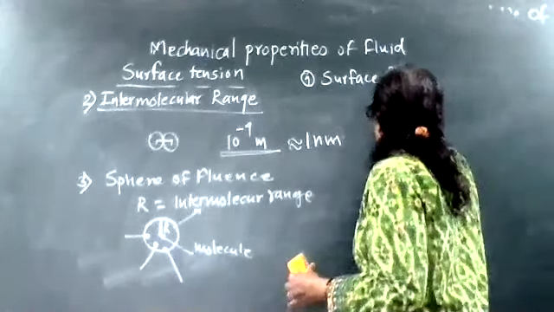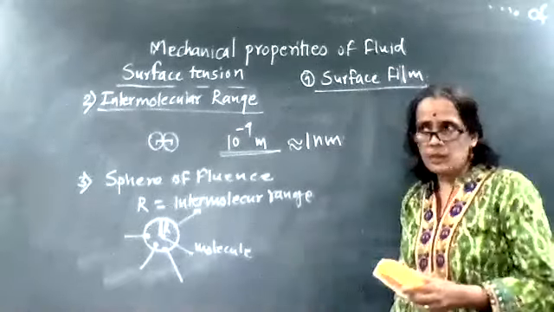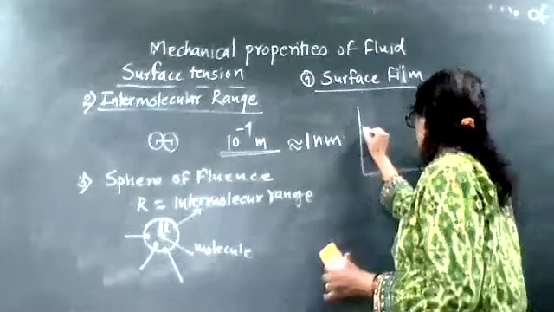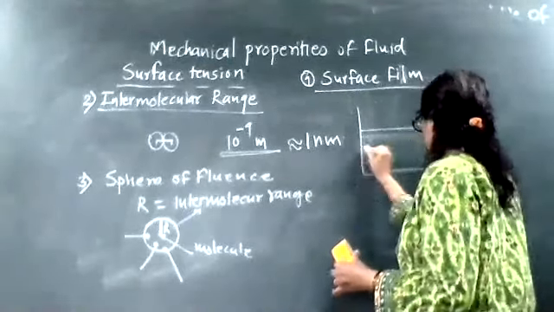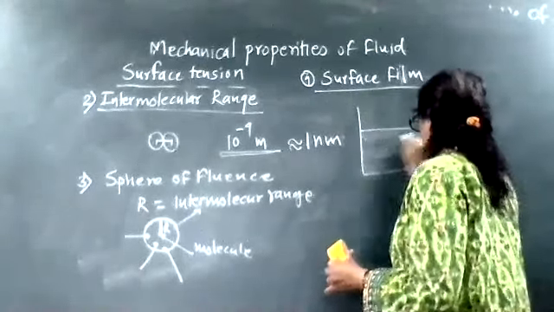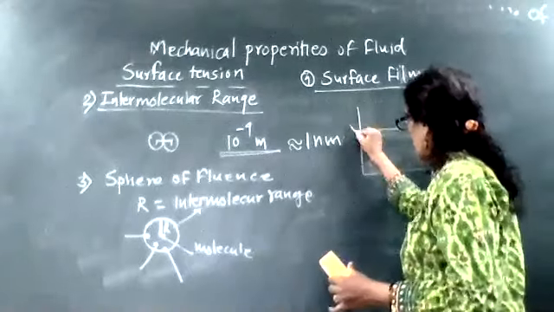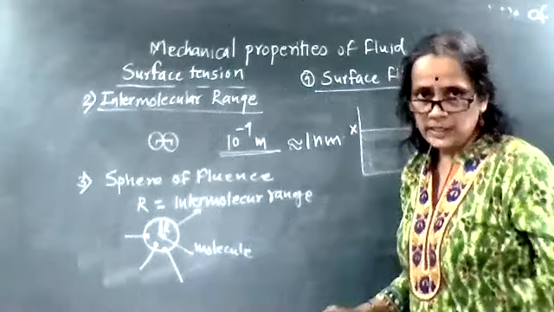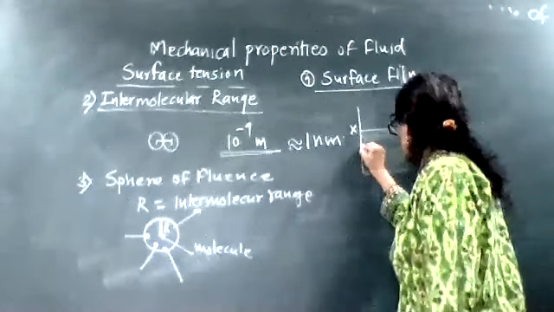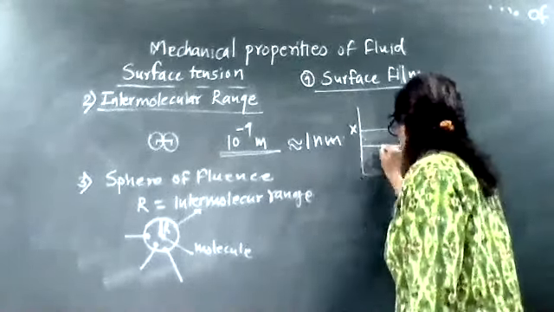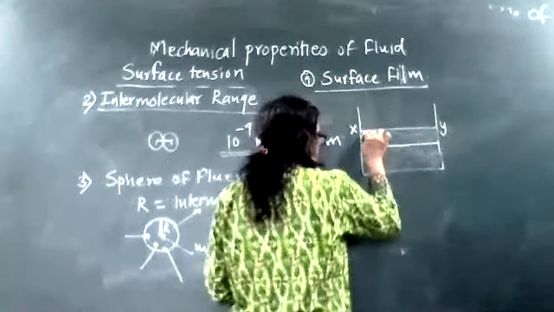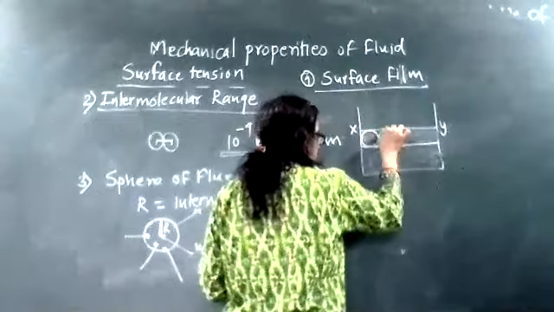Now what is surface film? Suppose I have taken a container. Inside the container, it is filled with liquid, so that the level of the surface is x1. Is it right? And now, if I draw here the sphere of influence, here I will show the molecules like this.